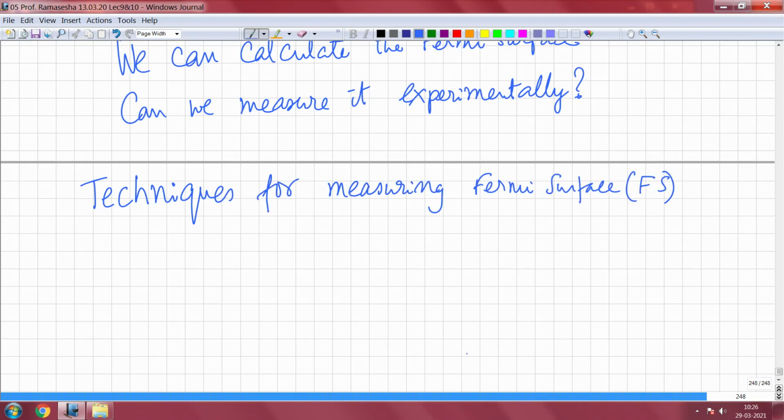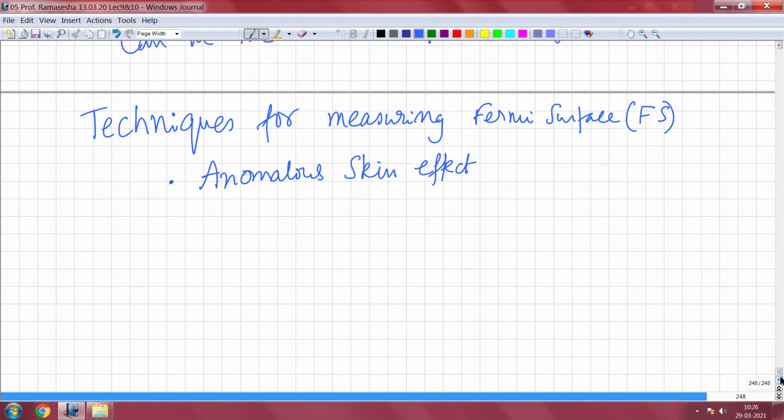Techniques for measuring the Fermi surface. One of them is the anomalous skin effect. We will not discuss it, but I will have occasion to mention what it is. Then we can also do magnetoresistance measurements: change the direction of the magnetic field with respect to the crystal axis, and you get magnetoresistance data. From that you can get the Fermi surface. You can also get the Fermi surface from studies of ultrasound propagation when the system is under the influence of a magnetic field.